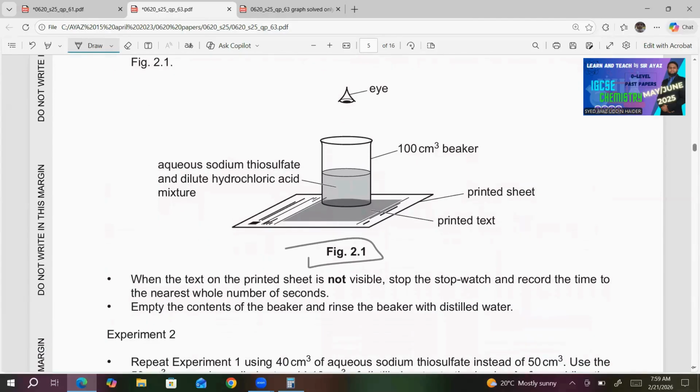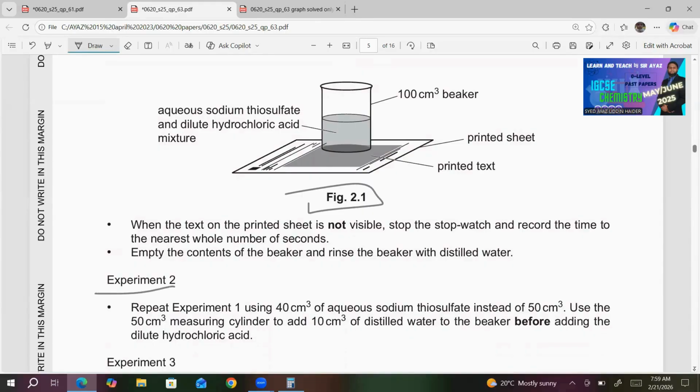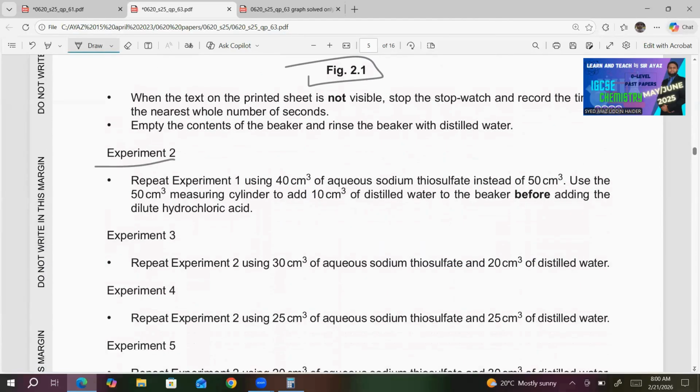When the text on the printed sheet is not visible, stop the stopwatch and record the time to the nearest whole number of seconds. Empty the contents of the beaker and rinse the beaker with distilled water. Experiment 2. Repeat experiment 1 using 40 cm³ of aqueous sodium thiosulfate instead of 50 cm³. Use a 50 cm³ measuring cylinder to add 10 cm³ of distilled water to the beaker before adding the dilute hydrochloric acid. Experiment 3.